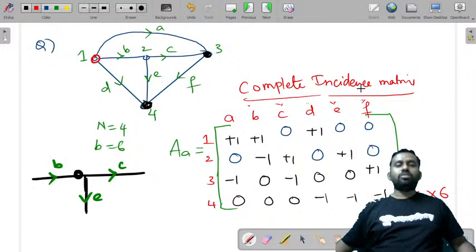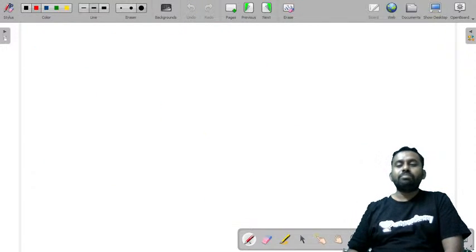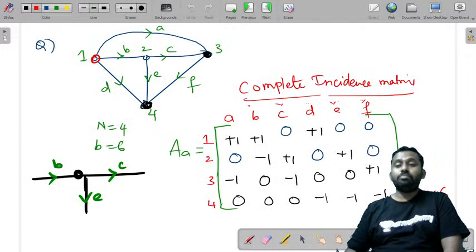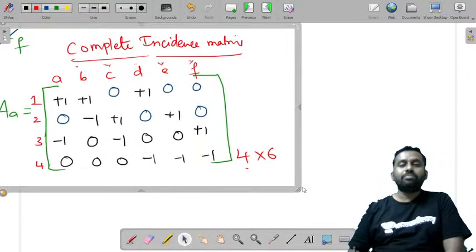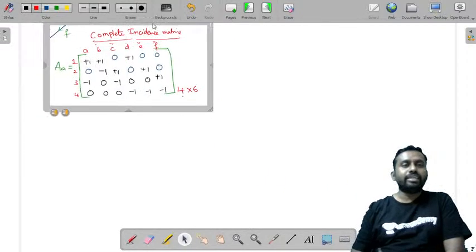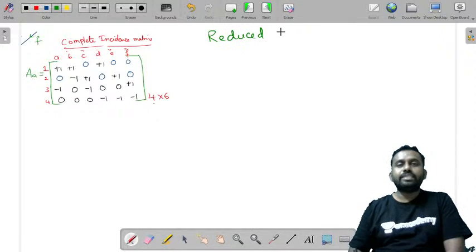So this matrix is called the complete incidence matrix. Now let us try to see what is the reduced incidence matrix from this complete incidence matrix. So let us take this to the next page. Yes, this is the complete incidence matrix. I think you have got it. Now from this you need to find the reduced incidence matrix.